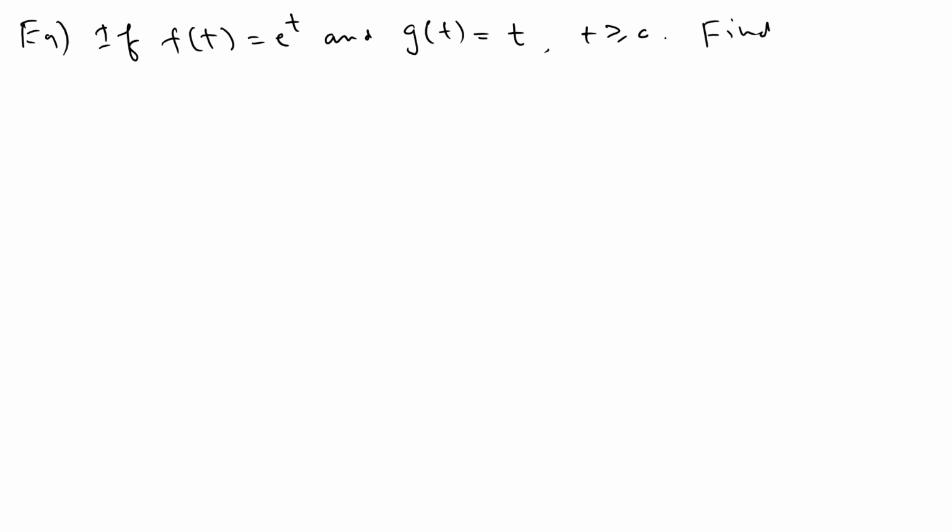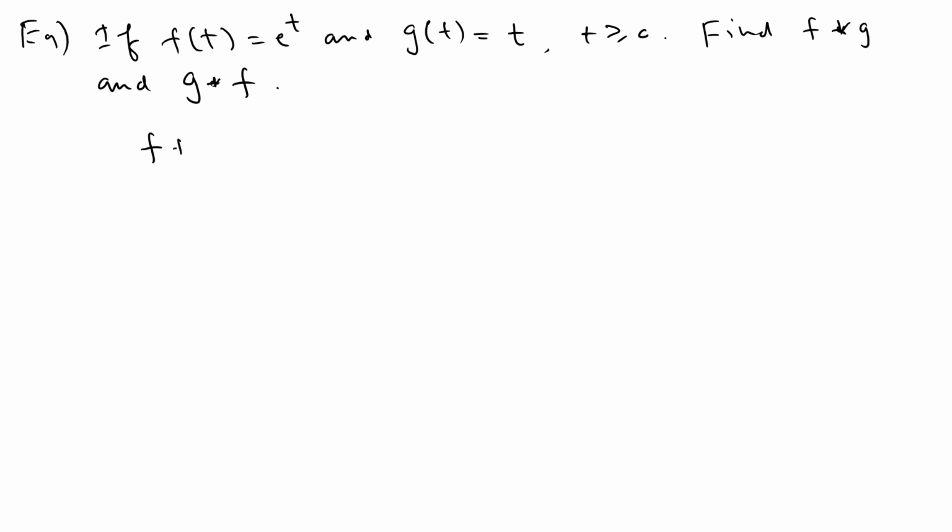Example. Let's say f(t) equals e to the t and g(t) equals t for t greater than or equal to 0. Find f star g and g star f, just to see whether they are the same. At least one example. So let's start with the first one.